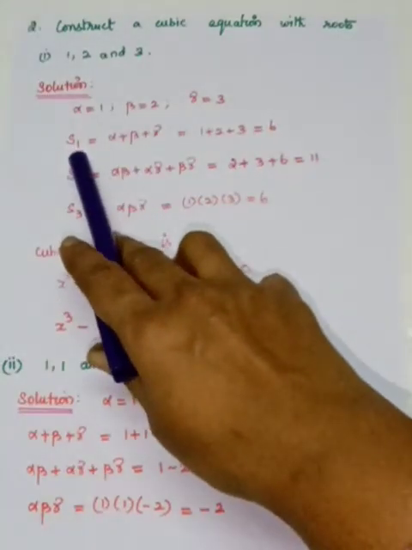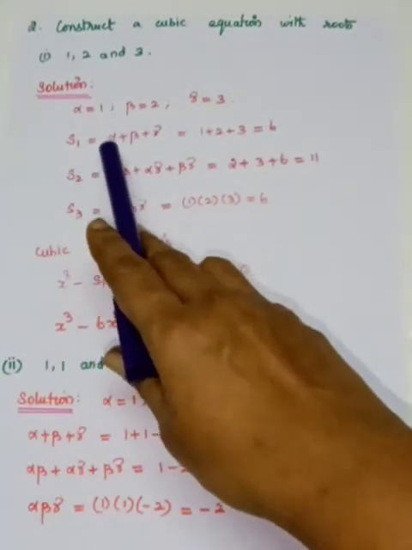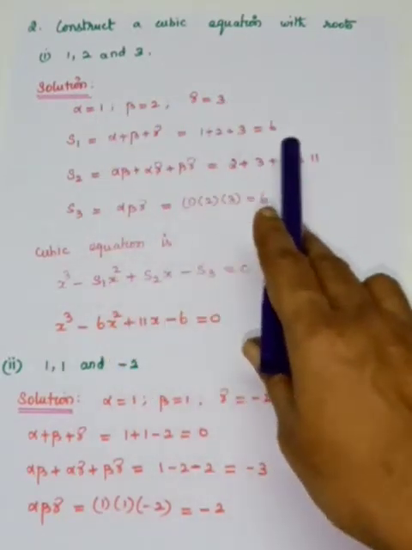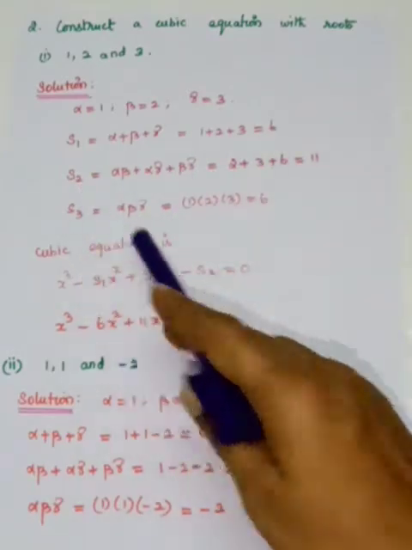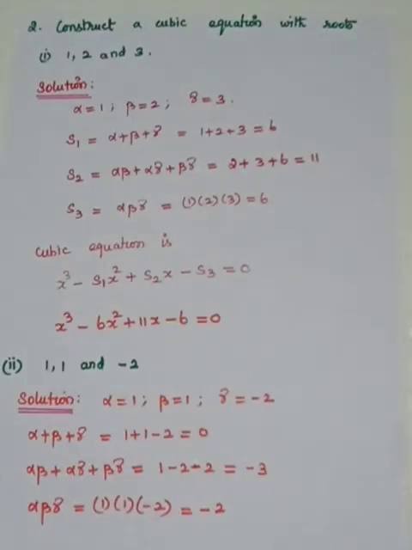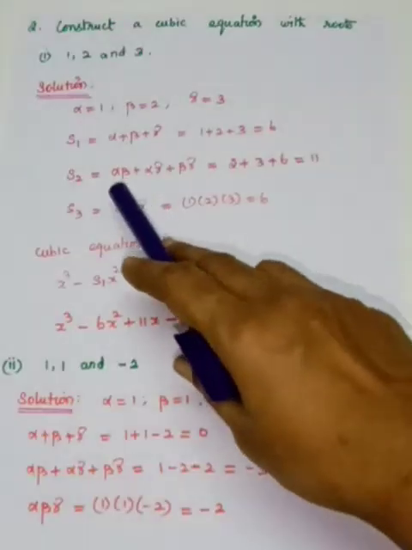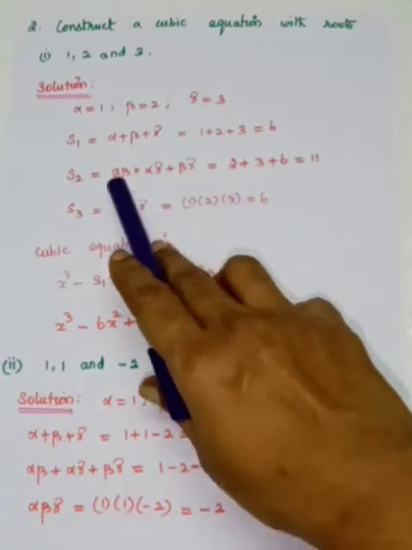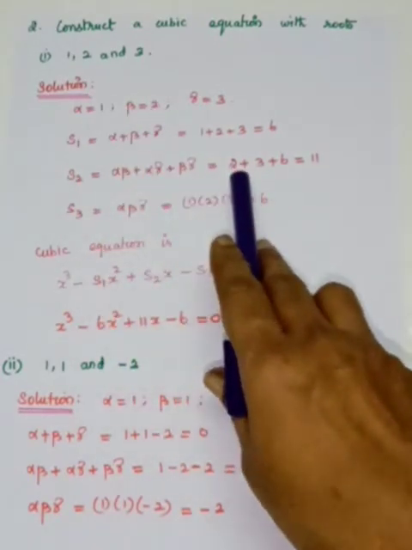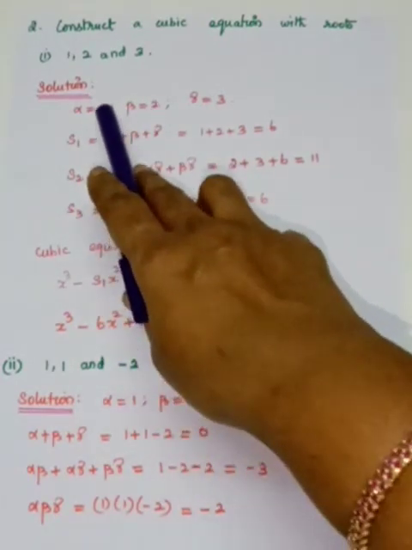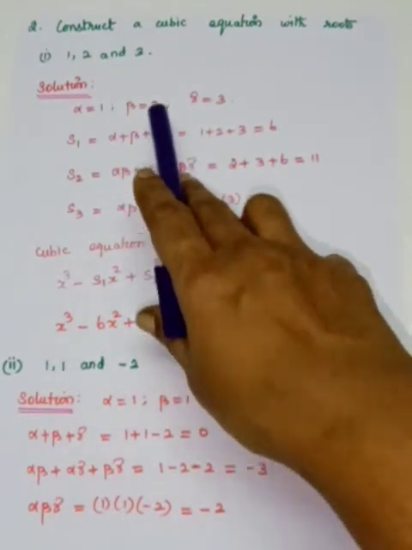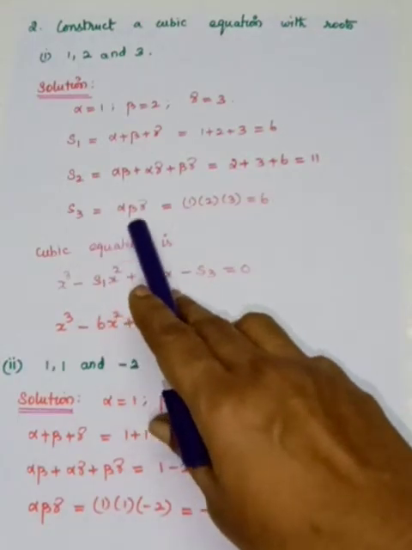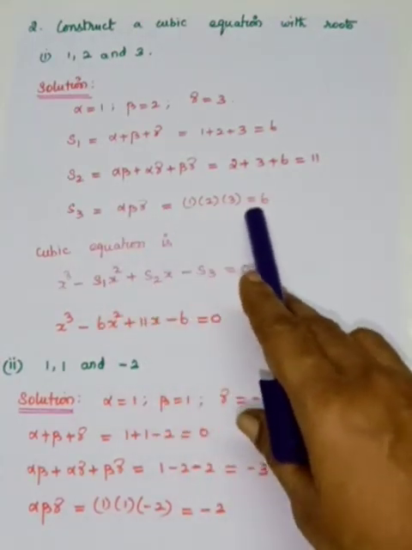S1 is the sum of the roots, that is alpha plus beta plus gamma. If you add all the three, it is 6. Next, S2 is the sum of the product of two roots taken at a time. Alpha beta plus alpha gamma plus beta gamma. What is alpha into beta? 1 into 2, that is 2. What is alpha into gamma? 1 into 3, that is 3. Beta gamma, 2 into 3, 6. That is equal to 11. Next, S3 is alpha beta gamma. That is 1 into 2 into 3, that is also 6.